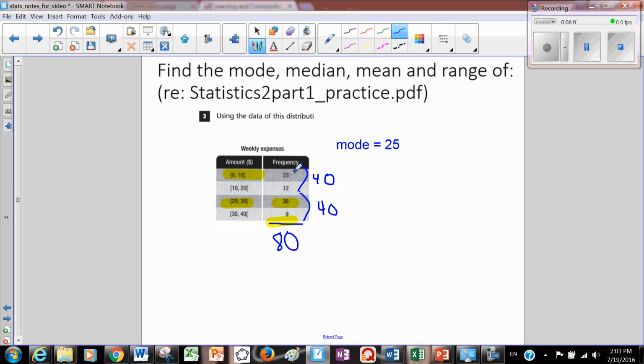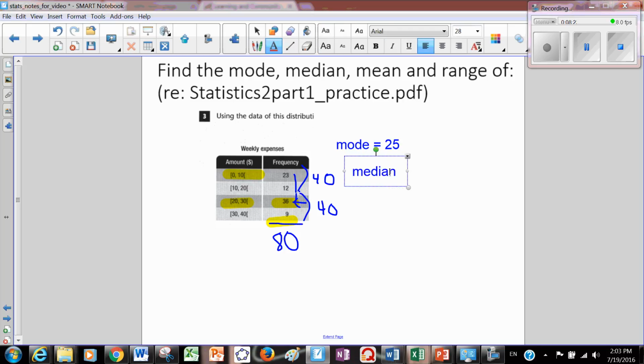It's going to fall somewhere. 23 plus 12, that's 35. So it's going to fall somewhere in this category. So also for the median, we're going to write median is equal to 25. We're taking halfway between 20 and 30.